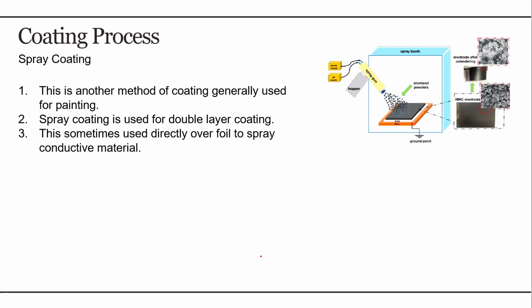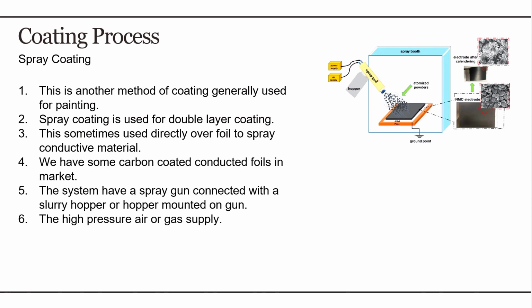So this is sometimes used directly over the foil to spray and make the foil conductive. Currently in the market, we have certain foils where this is used directly over the aluminum foil to spray carbon over it. This kind of foil is coming into the market nowadays, which we call a superconductive foil, where carbon particles are sprayed over it, which increases the conductivity of the material. So we don't need extra C65 or extra conductive carbon in the slurry itself to increase the conductivity.